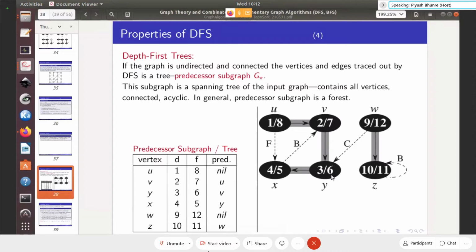For u, v, x or y, you look at the intervals, which are written here as a slash. For x, d is 4 and f, the finish time, is 5. This interval is disjoint from the interval of w. 9 comma 12 is the interval for w, 10 comma 11 is the interval for z, and so on.